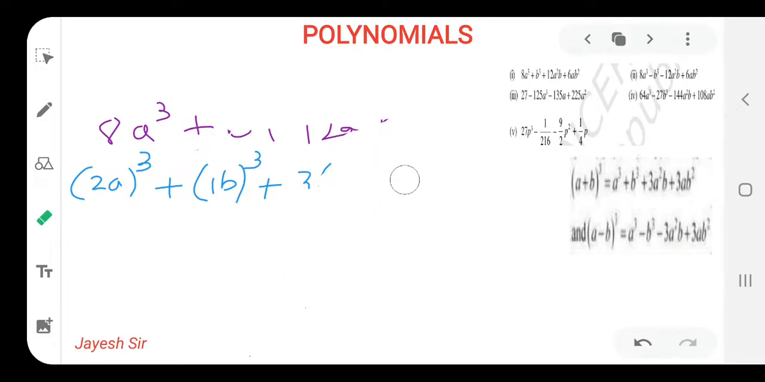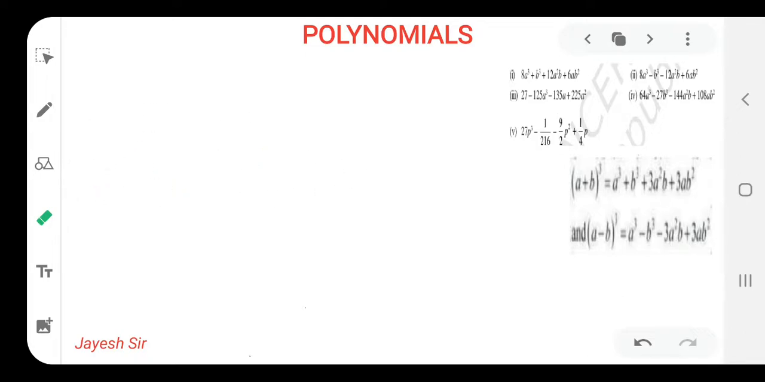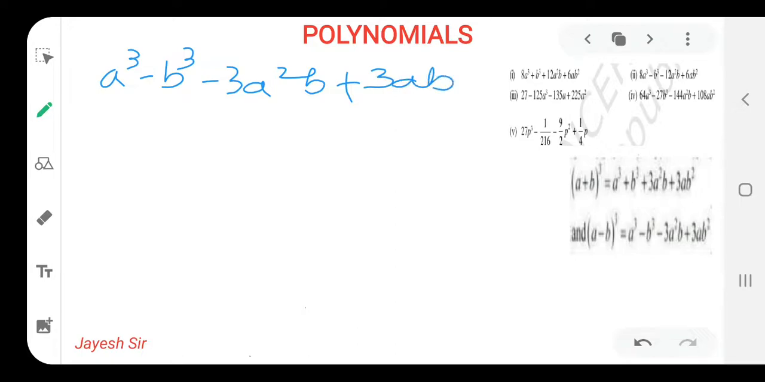Yes, friends, so let's begin with the second sum for the day, that is to be written over here. Come on, let's start writing and begin with the second sum, that is 8a cube. So here we can see minus, minus, minus. So let's write the right hand side of the formula that we are going to use, that is a cube minus b cube minus 3a square b plus 3ab square.